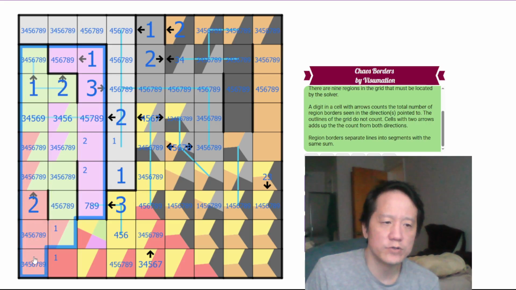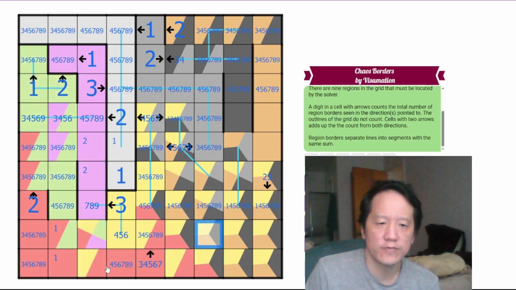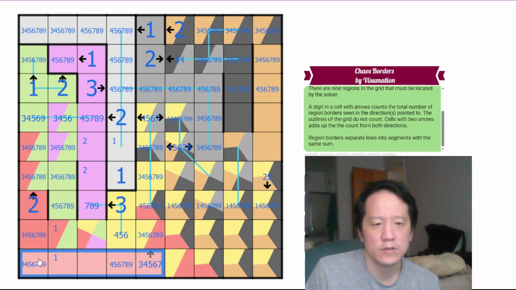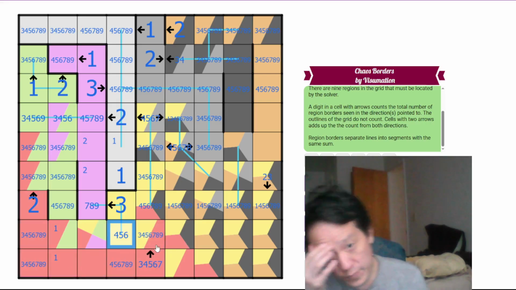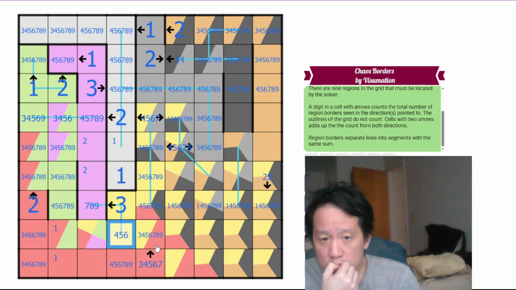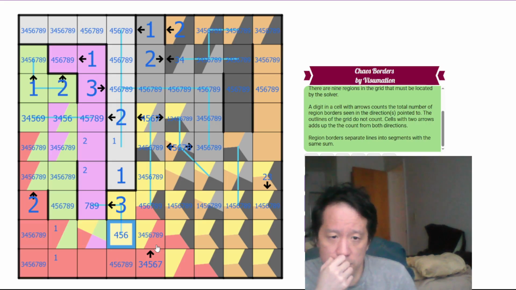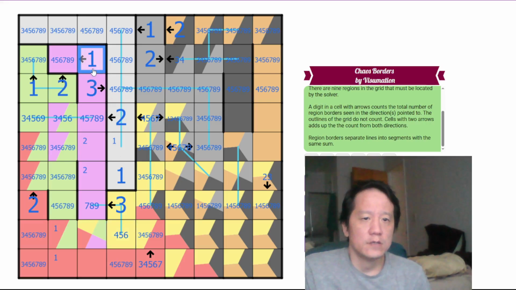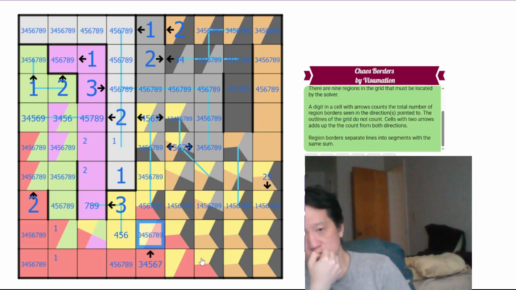19, 20, 21, 22, 23, 24, 25, 26. So these would have to not be yellow. They would have to be red. So this would add up to, at minimum, 24. We would have 2 more, and we could have 1 more here.